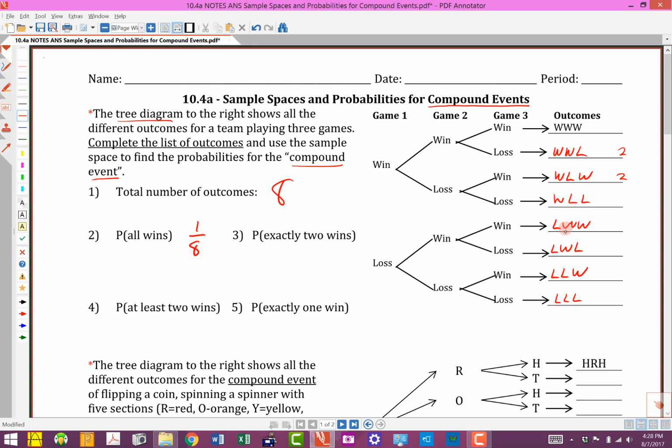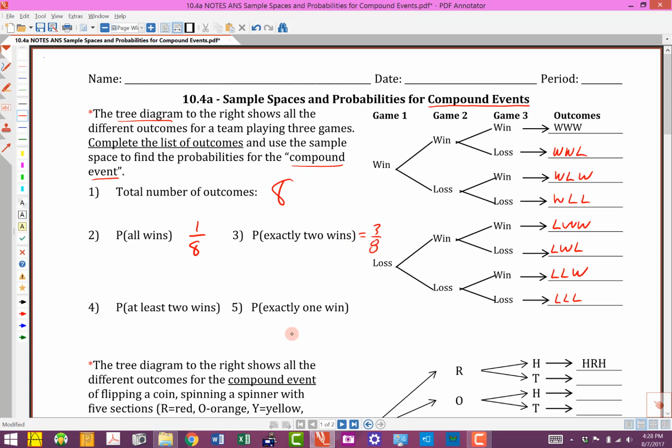Are there any others with exactly 2 wins? There's one right there, 2 wins there. None of the other ones have exactly 2 wins. So it's these 3 out of the 8 altogether. So the probability here is 3/8. Okay, so that's how we answer each one of those.